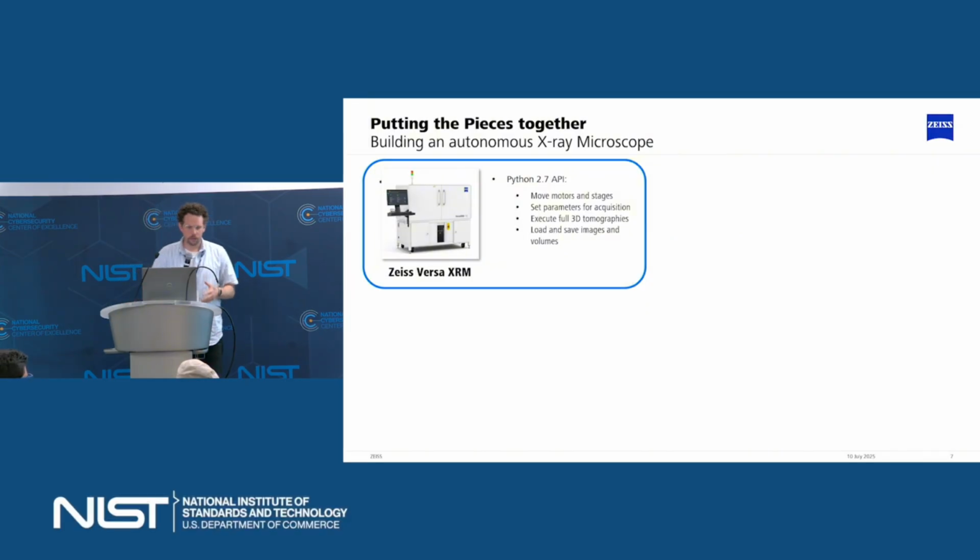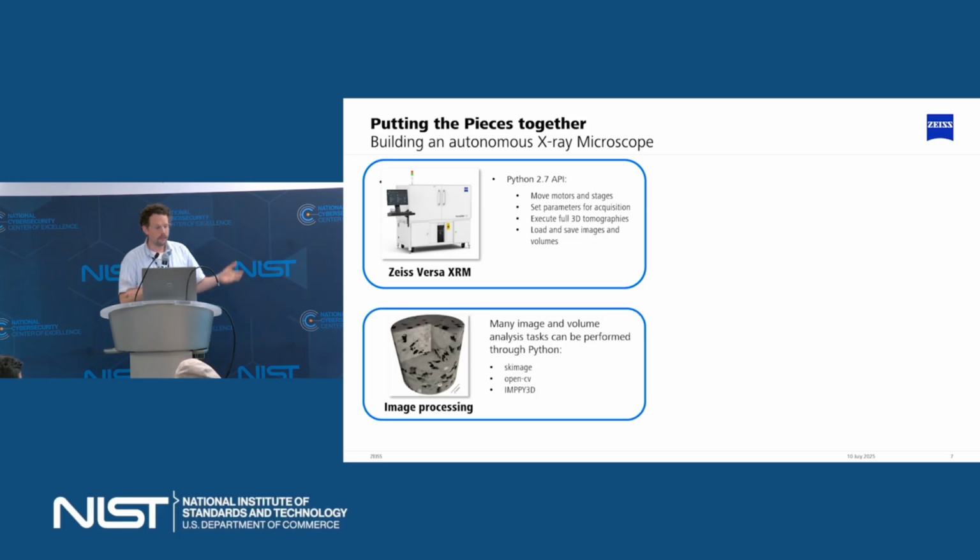So a couple things have really come together in the past year to make automation easier for these types of workflows. The Versa X-ray microscope can be controlled via a Python 2.7 API, soon to be a Python 3 API. And you can do everything you'd ever want. You can move all the motors and stages, you can acquire data sets, things like that. A lot of image processing tasks can also be done via Python.